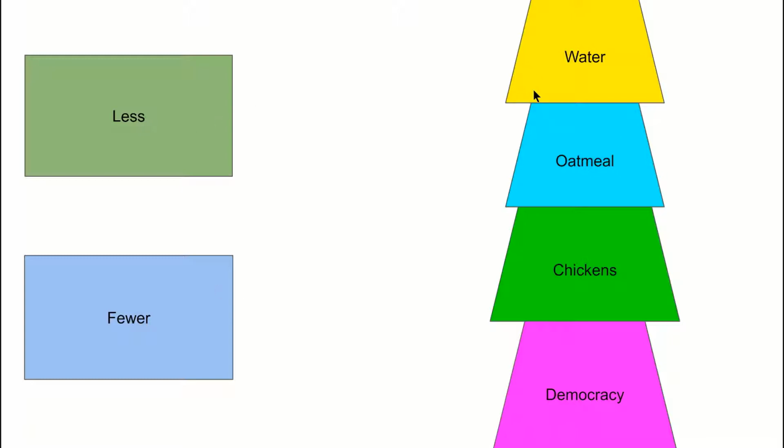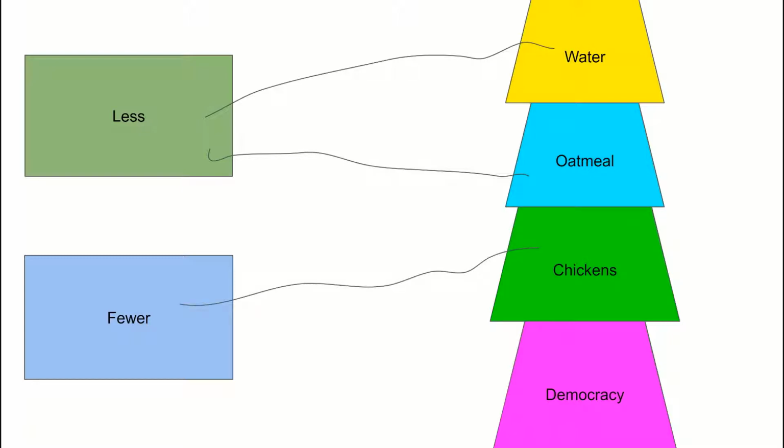Is it less water or fewer water, right? It's less water, less oatmeal, fewer chickens, and less democracy, right? So this is probably something that just intuitively, especially if you're a first language English speaker, was very easy for you to pick up.